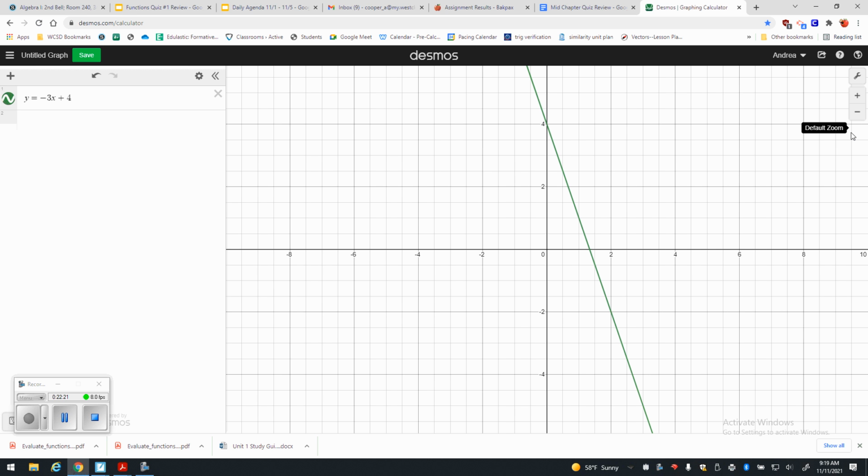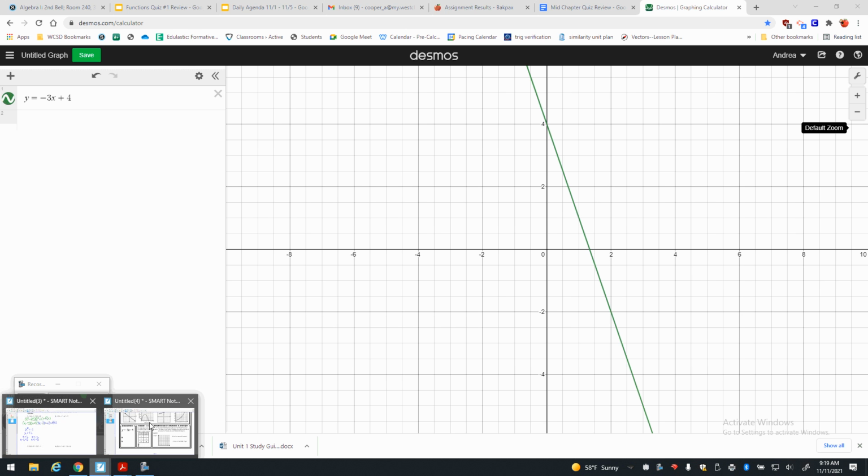Remember when we first graphed, I said don't make a dot-to-dot line? I wanted you to go all the way through, and I also wanted you to put arrows on everything. Do you think there's a reason I have to do that? God, I'm good at my job, right? Okay? So, this is going to have arrows.